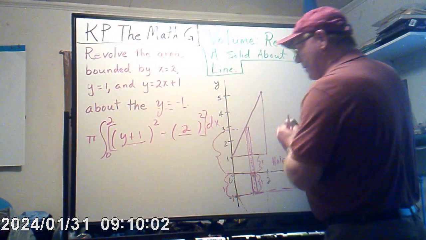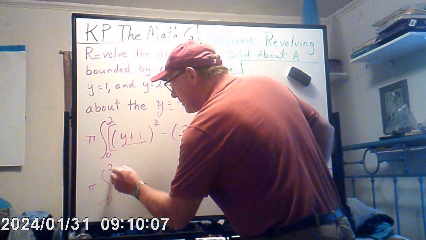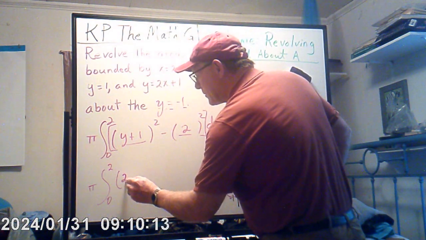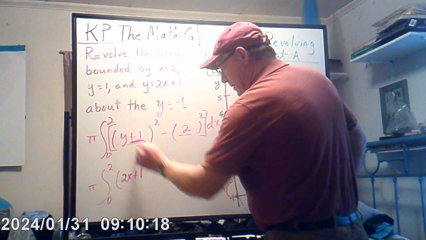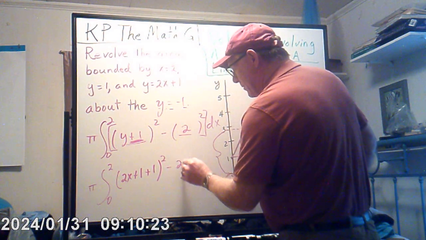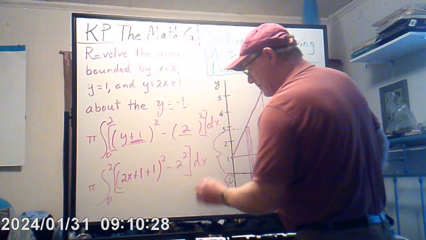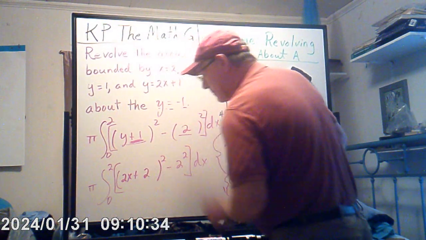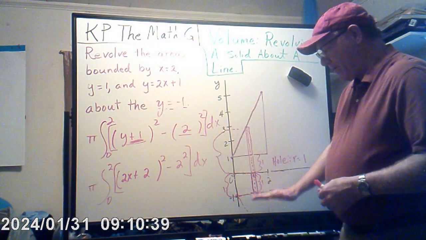But that's what we're talking about. So here, pi from 0 to 2, now y is 2x plus 1 plus 1, 2x plus 1 plus 1 squared. Alright, minus 2 squared dx. 1 plus 1 is 2. Alright, so there we go. There it is. And you can keep going down this way.